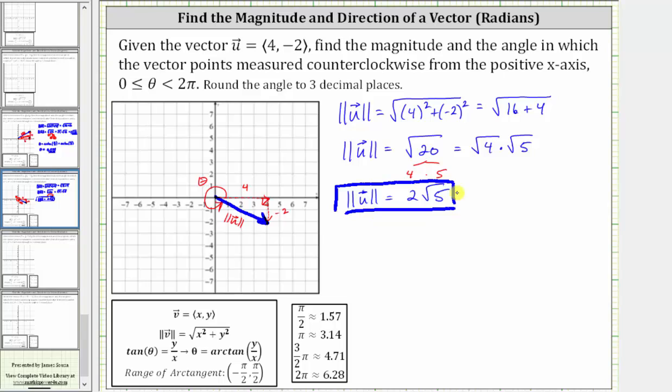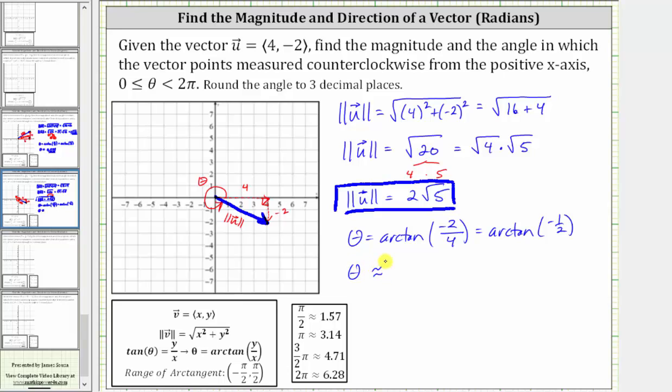And now let's work on determining the angle theta. Theta is equal to arctangent of the ratio of the opposite side to the adjacent side, or y divided by x, which gives us -2 divided by 4. Simplifying, we have theta equals arctangent of -1/2. And now we go to the calculator.